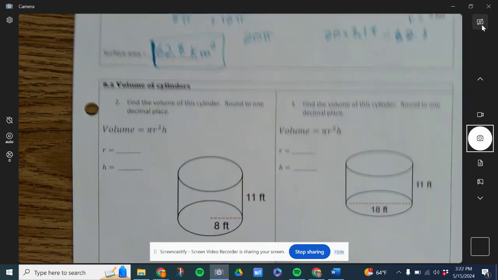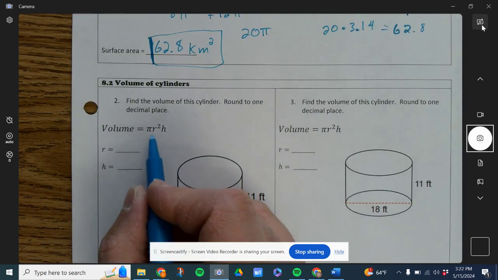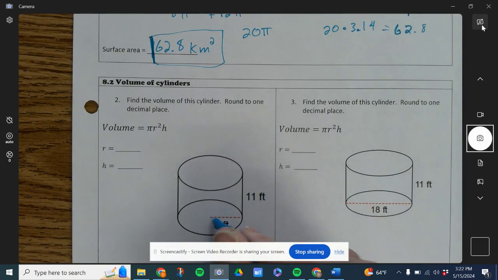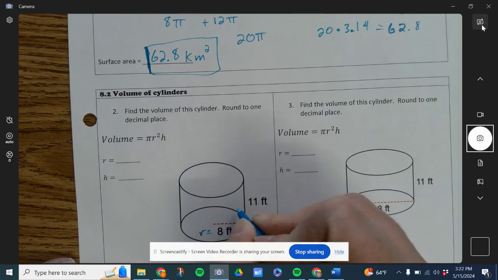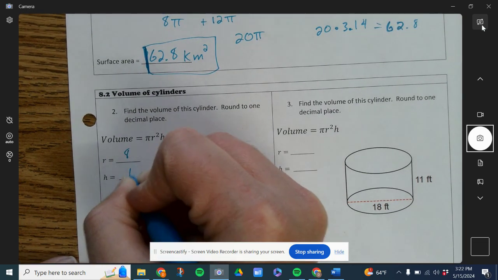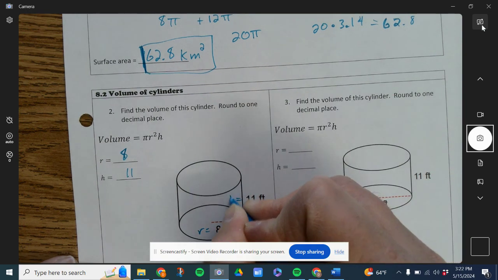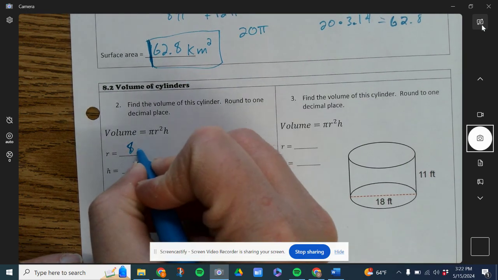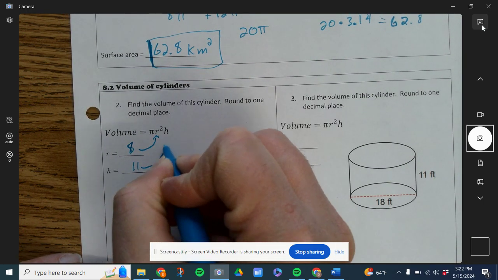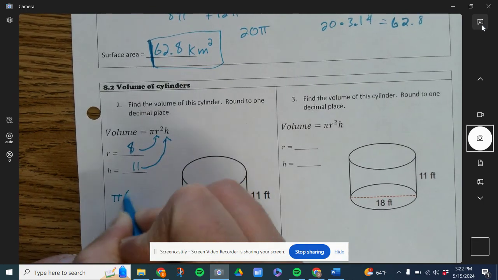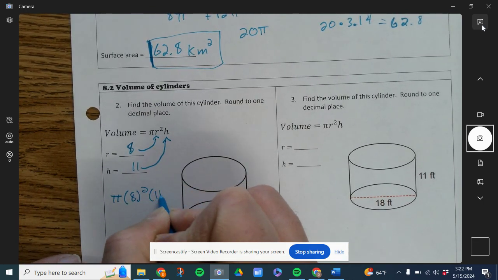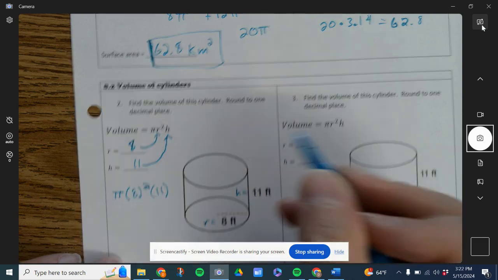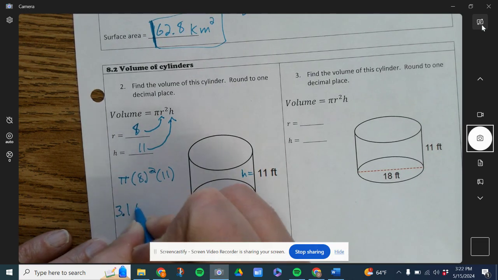Okay, now moving on to volume. Formulas are right here for this, okay? This gives us the radius right here. So we have a radius of 8, we have a height of 11. Okay, we plug this 8 in for that R, we plug that 11 in for that H. Becomes pi times 8 squared times 11. Okay. Now that pi is going to be 3.14.